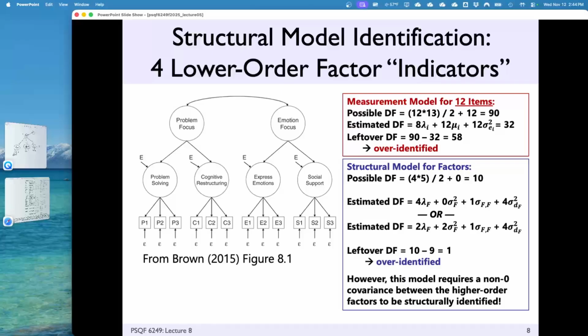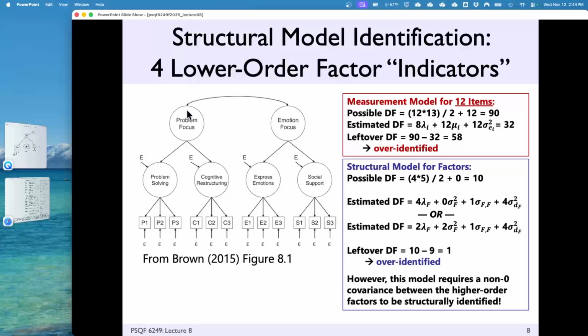So, what if you have 4 lower order factors? This is from Brown's textbook. There's a problem-solving, cognitive restructuring, expressed emotions, and social support factor. Then you want a problem focus or an emotion focus. Right now, you can tell both of those higher order factors only have 2 defined indicators.